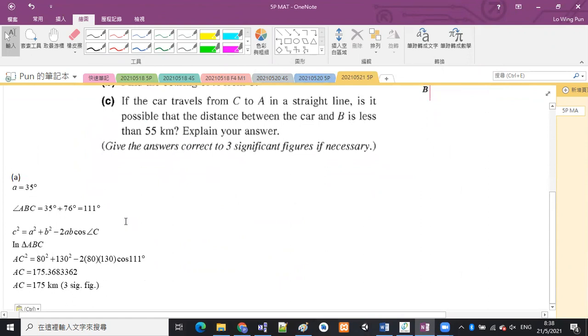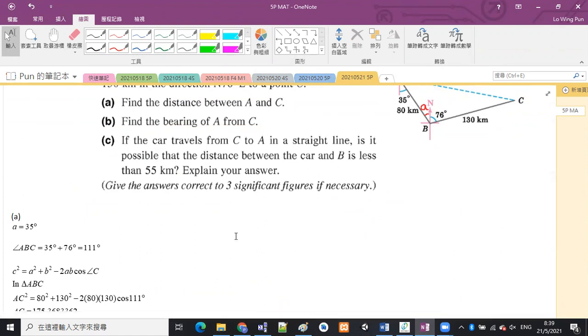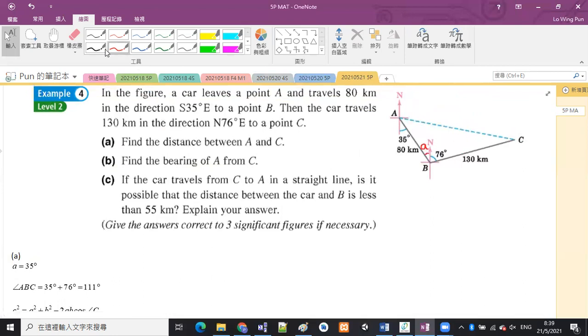Part A. Then part B, I want to find the bearing of A from C. Can you mark on your diagram which angle you are going to find? I'm going to find the bearing of A from C. So that is, you stand at C and you look at A. So you need to draw a cross at point C.